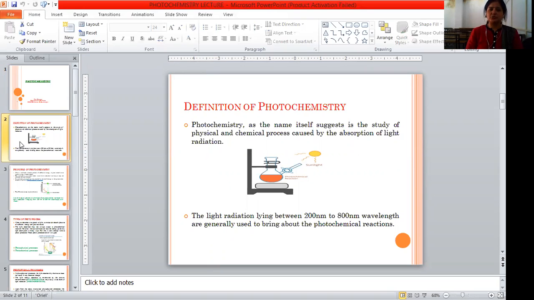These are the reactions which cannot take place in the dark, in the absence of sunlight, or in the absence of any artificial light. The necessary condition for these reactions to take place is that there should be some type of natural or artificial light radiation. In the electromagnetic spectrum, the light radiations which lie between 200 to 800 nanometer wavelength generally bring about the photochemical reactions.